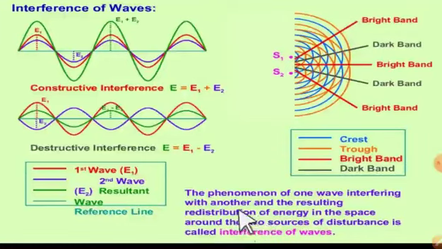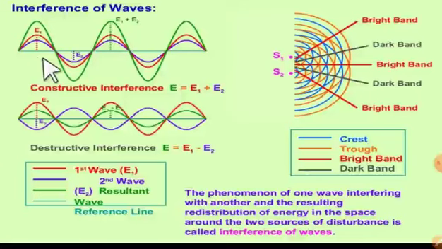Now I will tell you that there are two types of this interference. The first one is constructive interference, and the second one is known as destructive interference. Now what is constructive interference? Say there are two waves here, one is the red wave, another is the blue wave. Here you see that the crest of the red wave coincides with the crest of the blue wave, and the trough of the red wave coincides with the trough of the blue wave. So if crest and crest, trough and trough coincide, then we say that they are in phase.